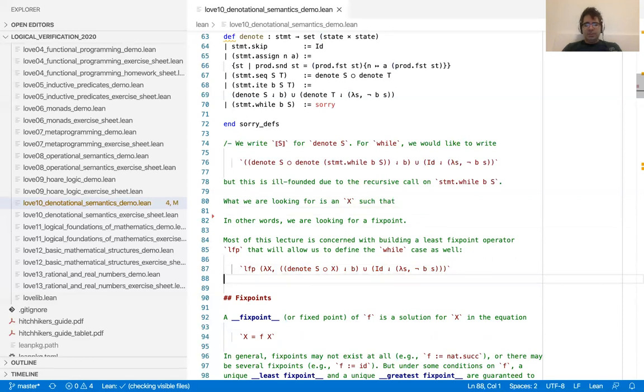But we need to build this LFP. Otherwise we would not be able to fill 1 hour and a half of lecturing.